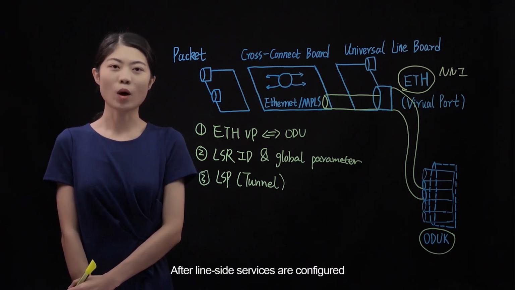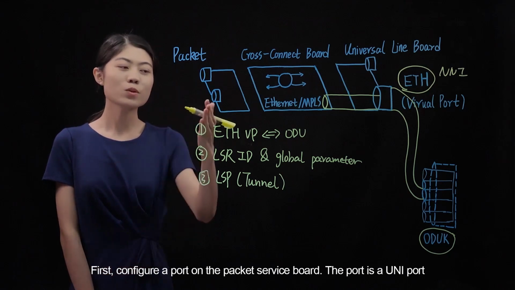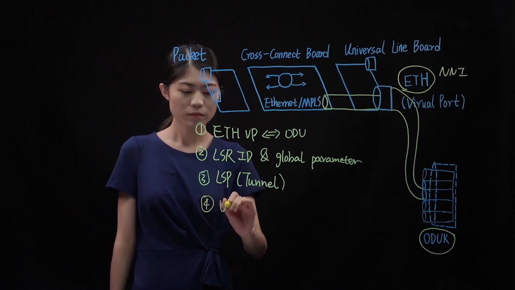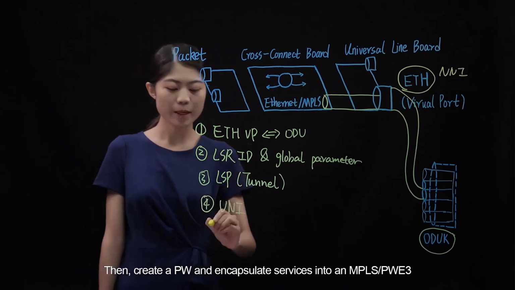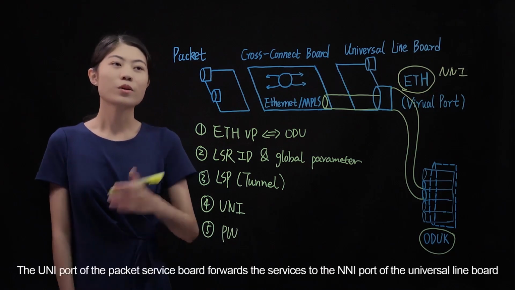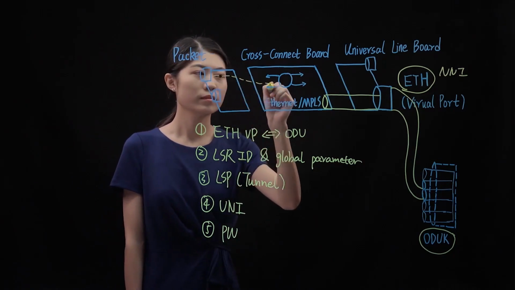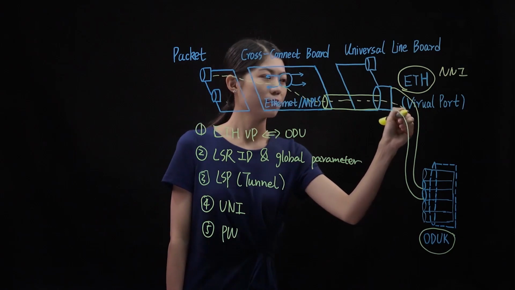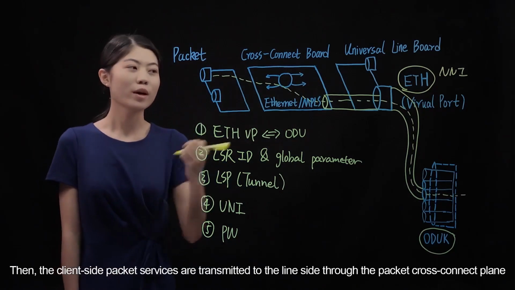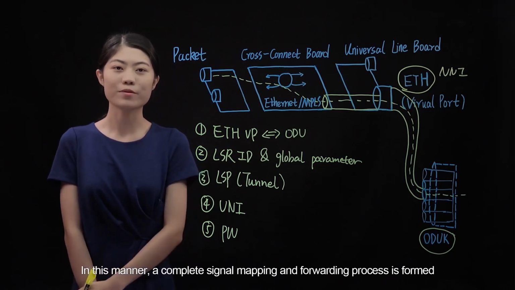After line-side services are configured, let's see how to configure client-side packet services. First, configure a port on the packet service board. The port is a UNI port. Then, create a PW and encapsulate services into MPLS/PWE3. The UNI port of the packet service board forwards the services to the NNI port of the universal line board. Then, the client-side packet services are transmitted to the line side through the packet cross-connect plane. In this manner, a complete signal mapping and forwarding process is formed.